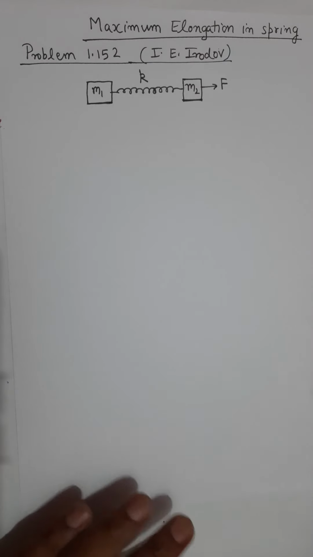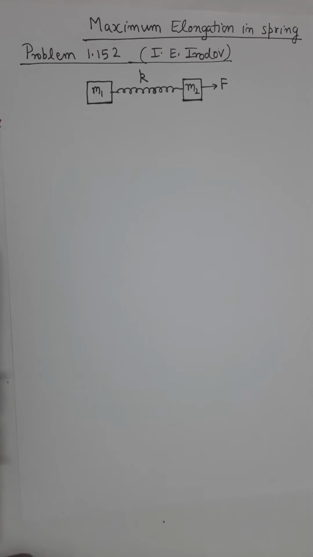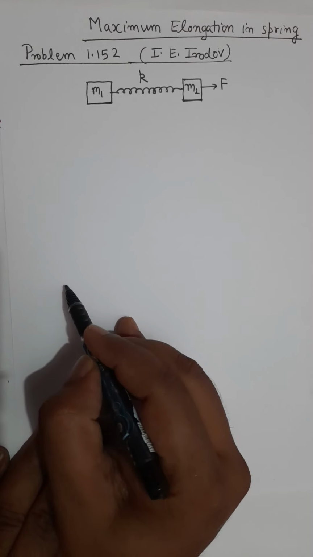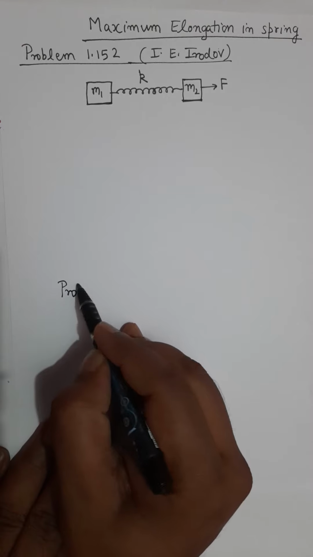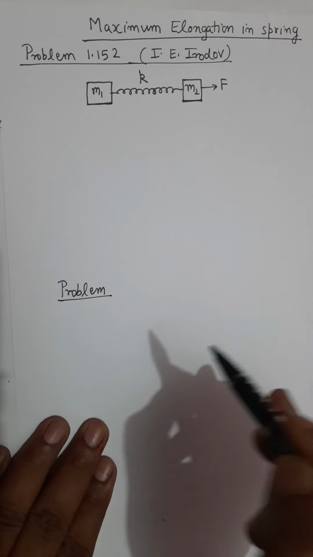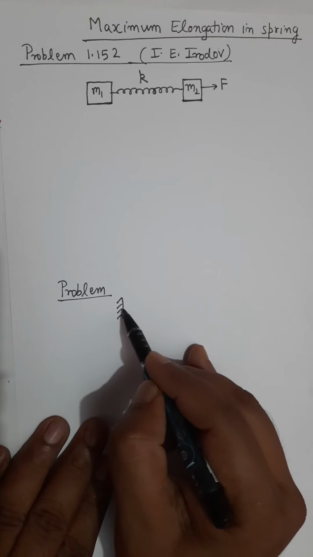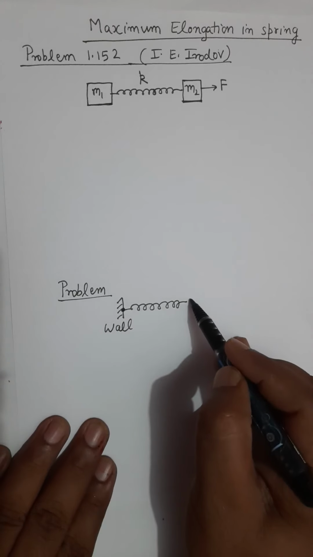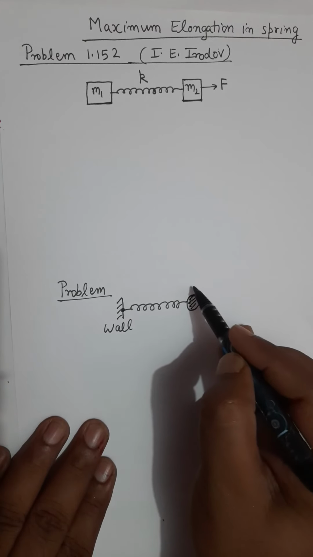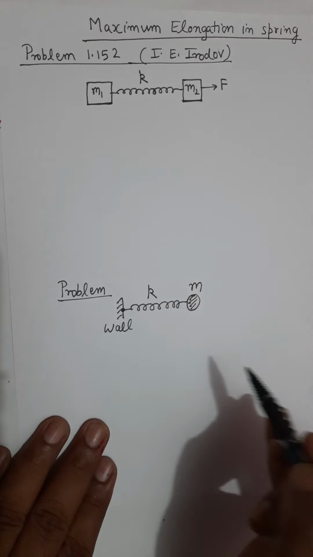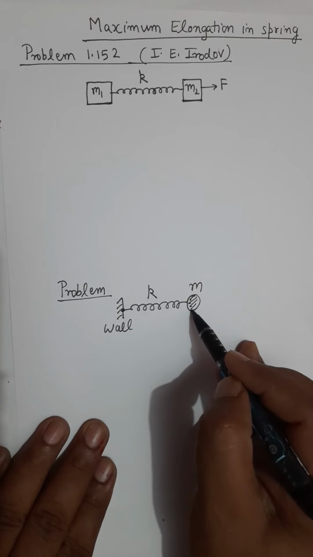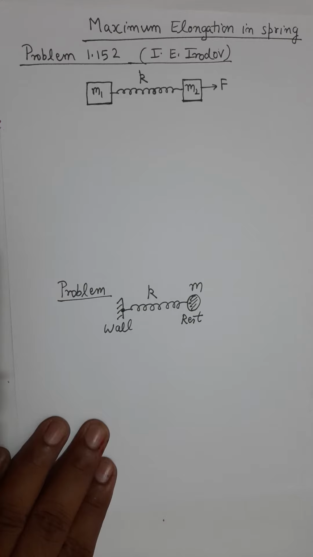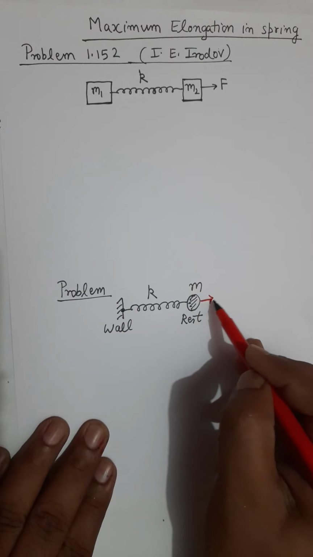Before I solve this question, I would like to take a very simple problem on a similar concept. Here we have a spring attached to a wall. One end of the spring is attached to the wall, the other end is attached to some mass m, and it has constant K. Now this mass is at rest on a frictionless surface, and we apply a force F over the mass.